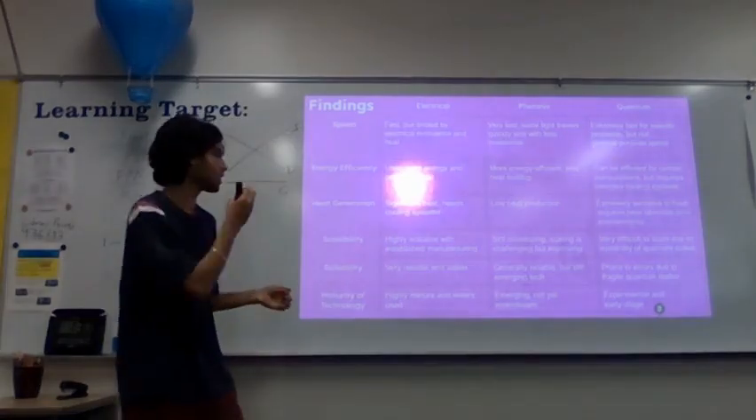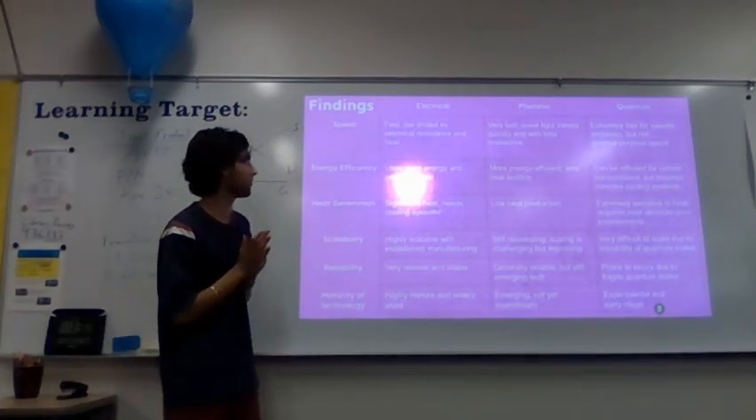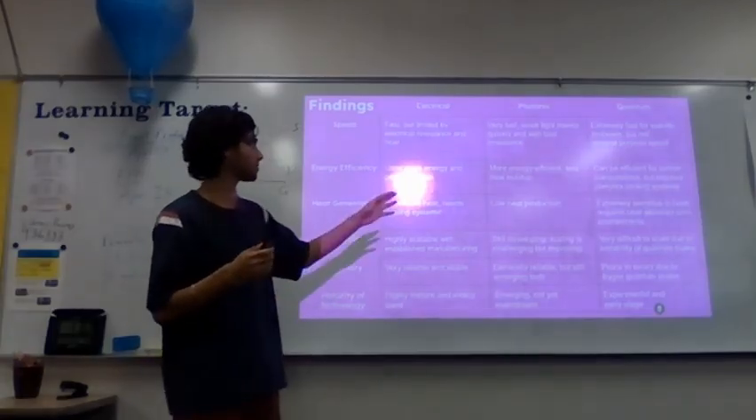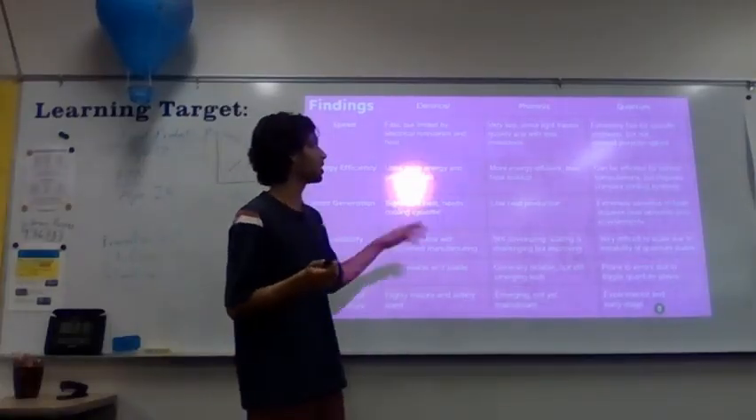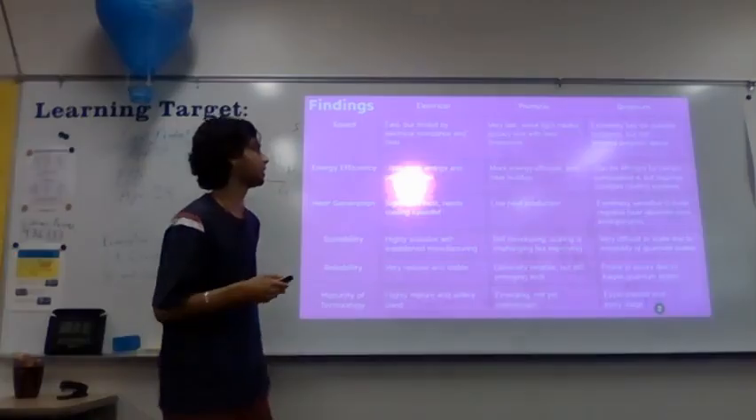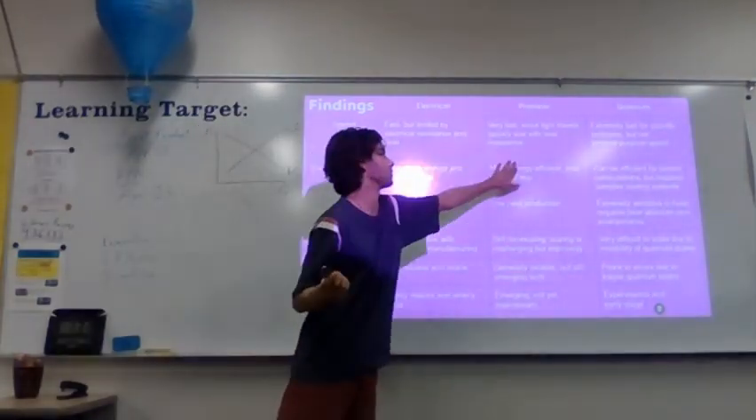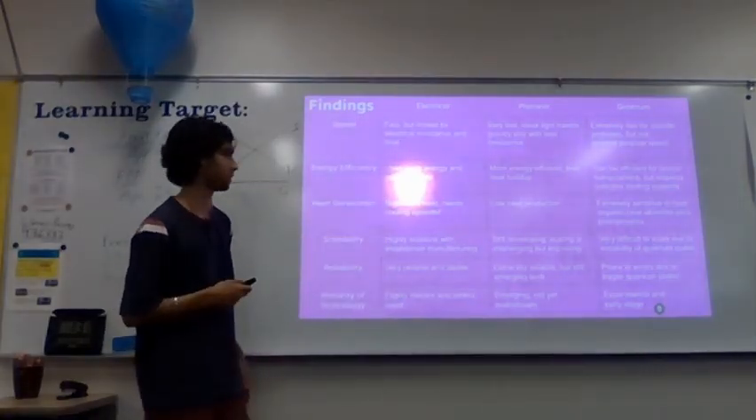Okay. So I found that electrical chips are fast but limited by electricity resistance and heat. Photonic chips are very fast because light travels way faster with less resistance. Quantum chips are fast, but like I said, they're solving a different problem. So it's mainly between this and this that we're comparing, but I just included quantum chips to compare it.